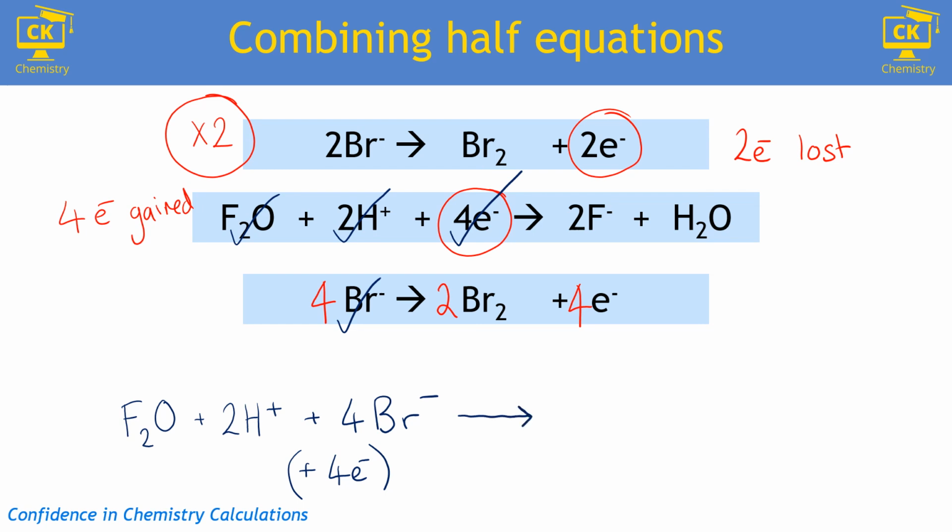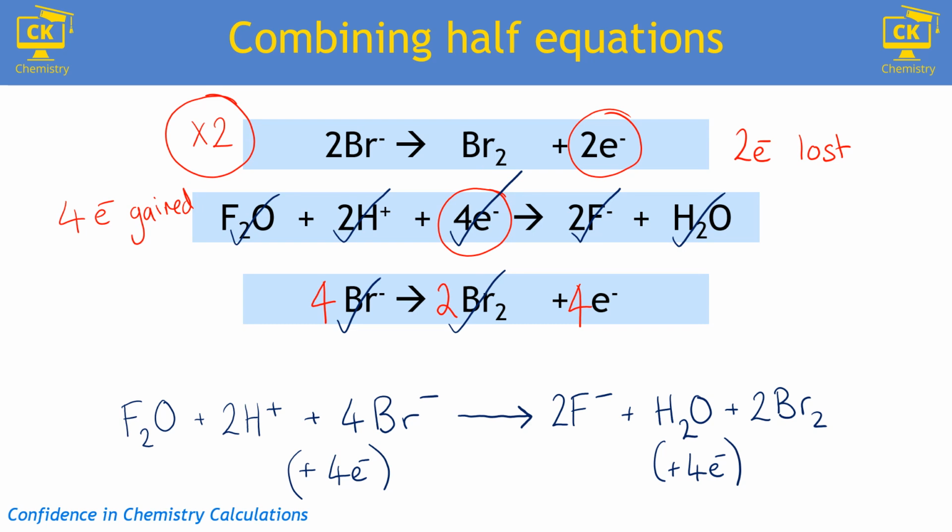Nothing is left from the left, so I'm now moving over to the products on the right hand side, where I make 2 F minuses, 1 H2O. I've got from my bottom equation 2 Br2s and my 4 electrons, which are in brackets. They're not part of my full equation because the whole point is they have cancelled out. It's the same on both sides.